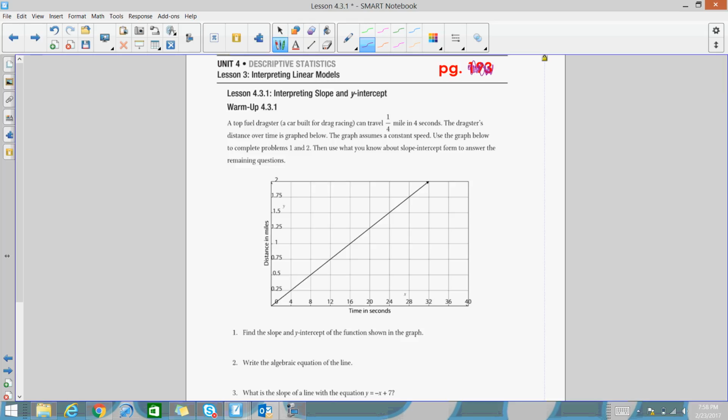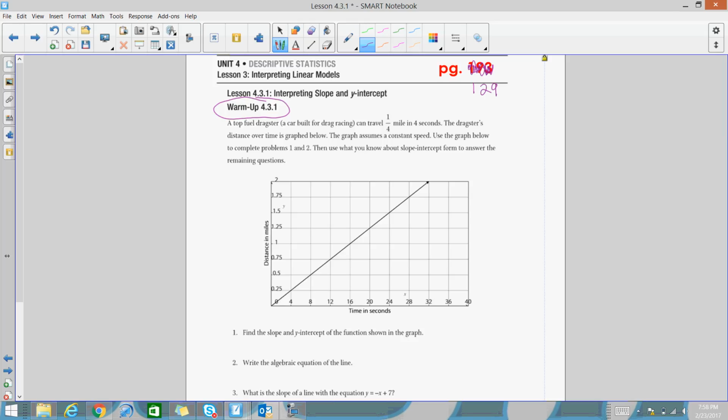So this warm-up is on page, it's not going to be 193. Oh boy, this is going to be fun. What I want you to do is look for warm up 431. I'm thinking that it's probably page 129, because I think our homework last night was 123 through 125. So try 129, 127 and take a look.